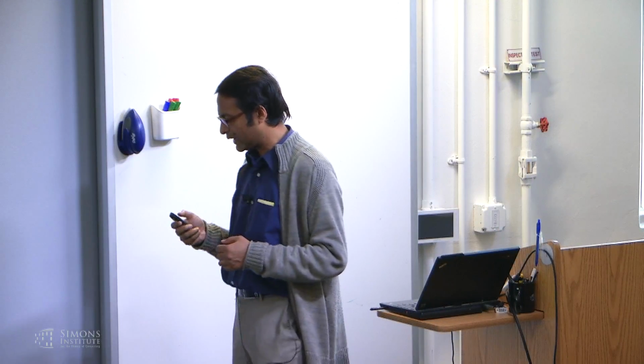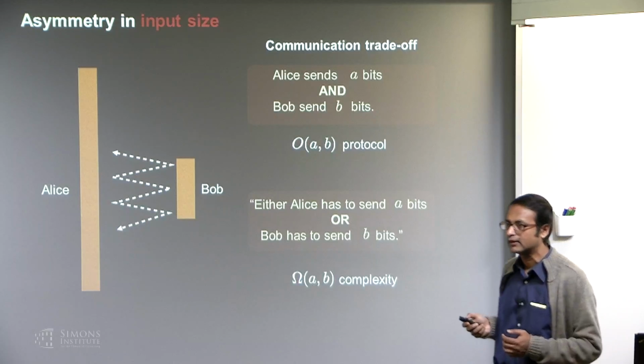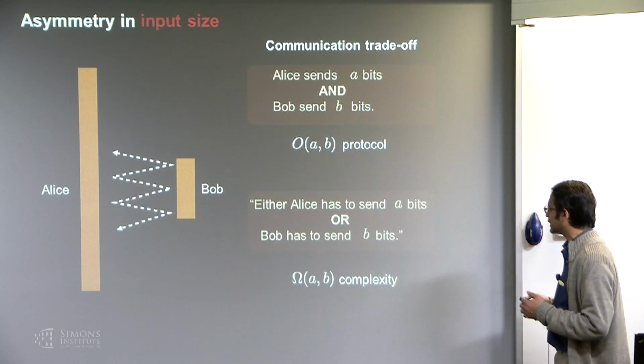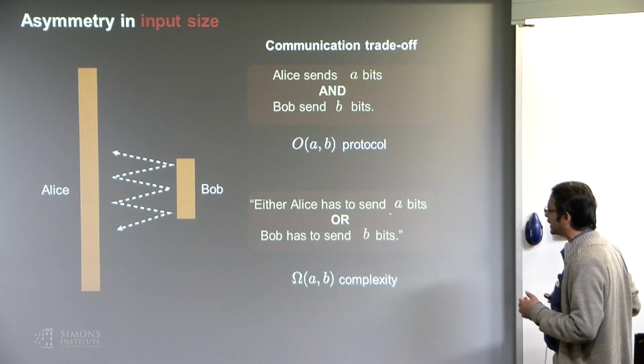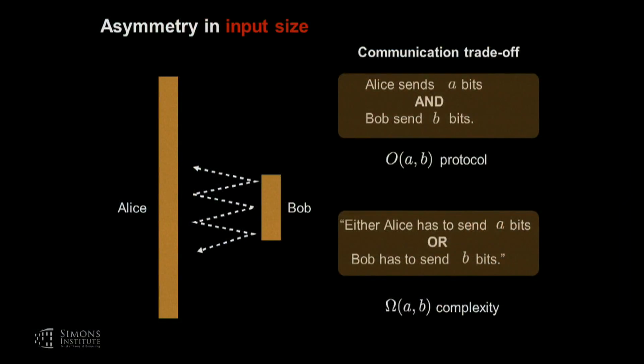And when there is a protocol that conforms to this budget, then we say that that's an order (A, B) protocol. And when we want to prove a lower bound, we say that either Alice has to send A bits for solving that problem, or Bob has to send B bits. The notation I will use here is that in such a case, I'll say that the complexity of the problem is omega(A, B). There are constants hiding here, so I'm just saying loosely that the problem has omega(A, B) complexity.